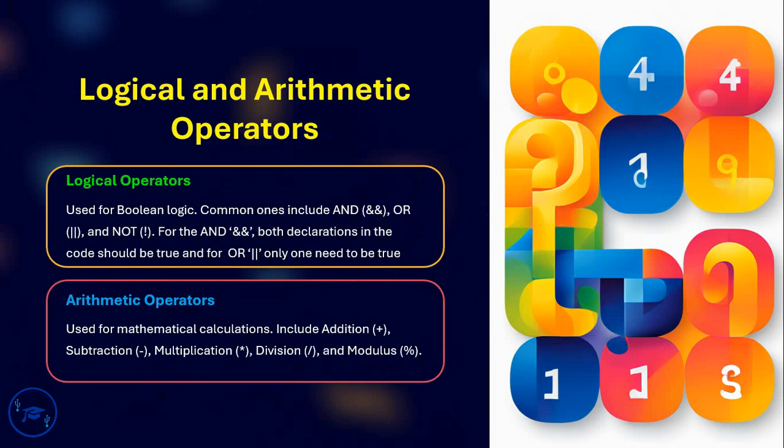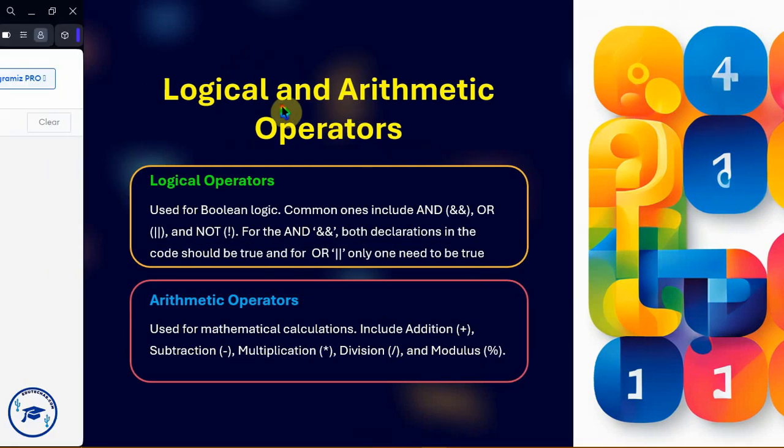So logical and arithmetic operators, they are normally used for Boolean logic, right? So the common ones include the AND, which is the double ampersand sign, the OR, which uses two bars, and then the NOT, which uses a single. So for the AND, what it means is that both declarations in a code should be true. And for the OR, only one needs to be true. So what do we mean by that?